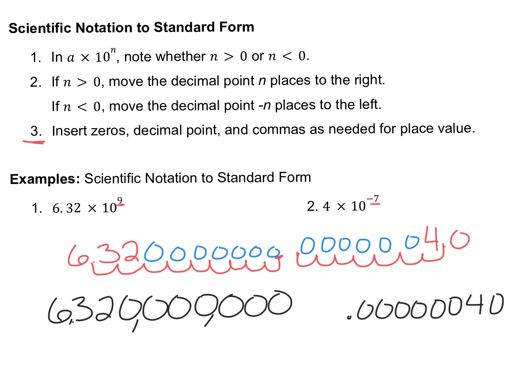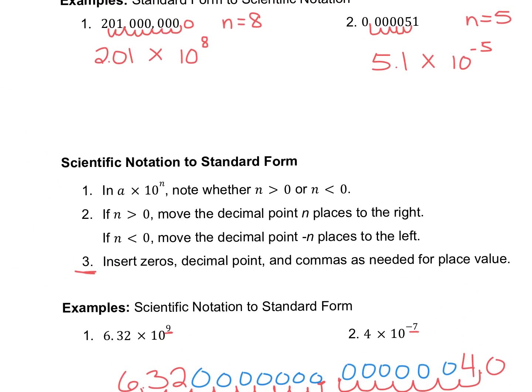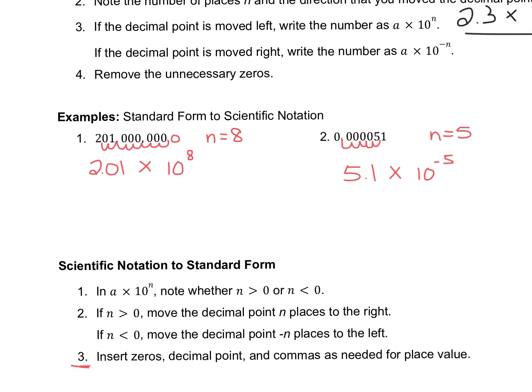We all have this one down. It's the one where we go backwards that is throwing us off. So after you do this, when you're trying to decide if my exponent needs to be positive or negative, think backwards. Think, if I'm going from here back to my original, am I going to go to the right or am I going to go to the left? Think of it that way.